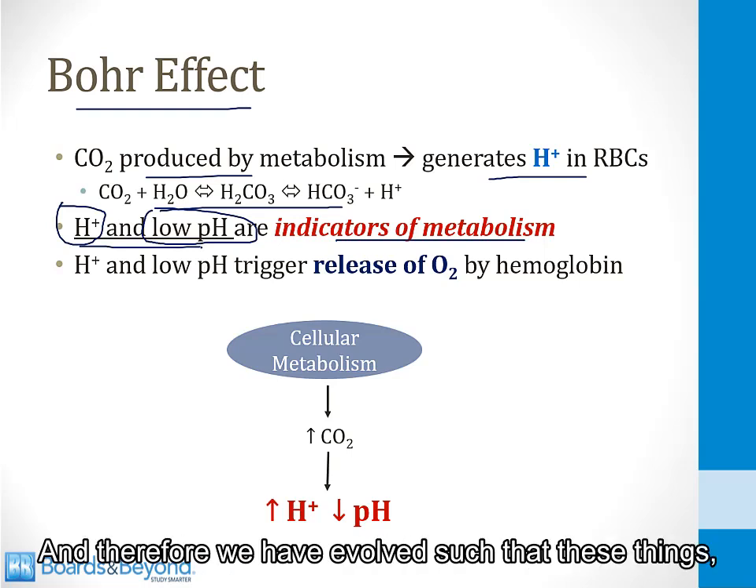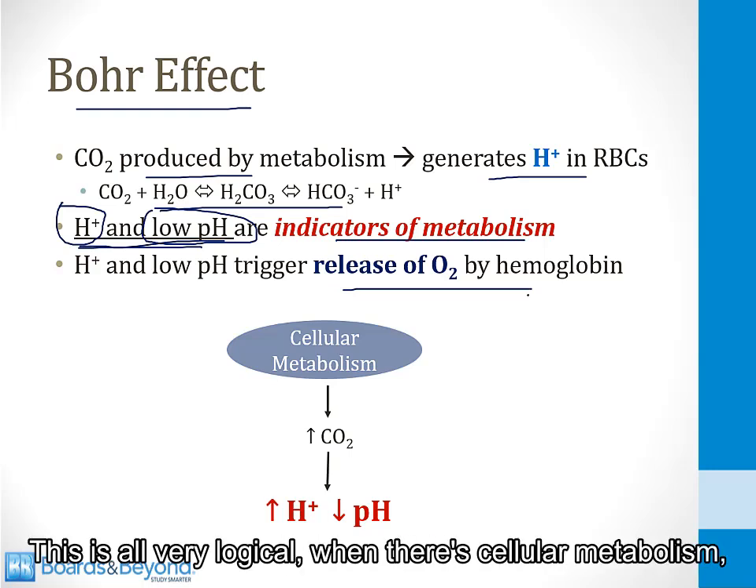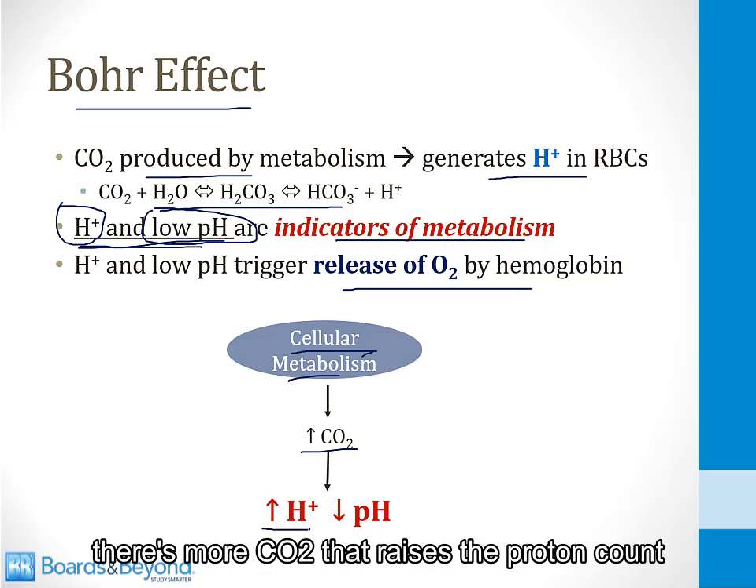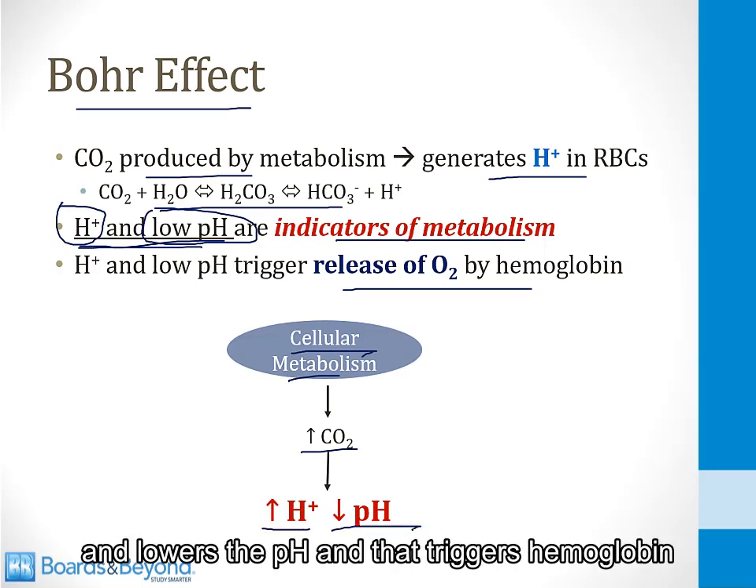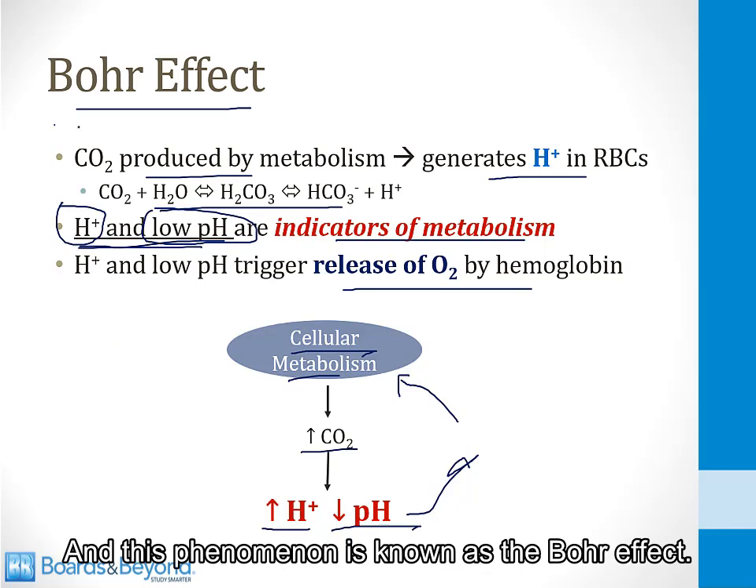And therefore, we have evolved such that these things, a high H+ or a low pH, trigger the release of oxygen by hemoglobin. This is all very logical. When there's cellular metabolism, there's more CO2 that raises the proton count and lowers the pH, and that triggers hemoglobin to release oxygen so it can be used for metabolism. And this phenomenon is known as the Bohr effect.